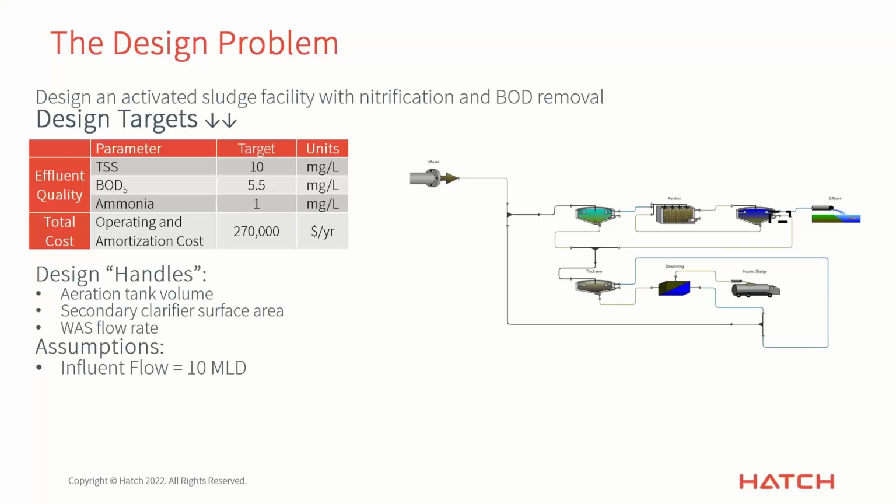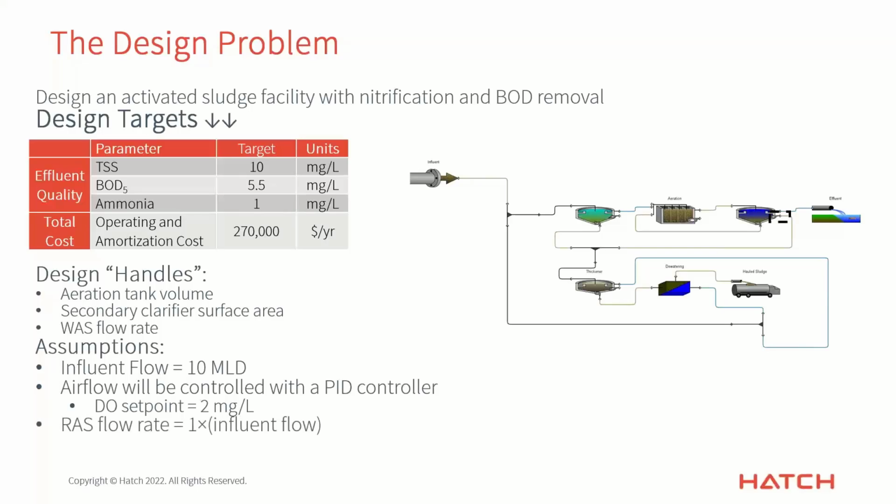And some assumptions. Obviously, I do still need to make some assumptions. So I'm assuming the influent flow is just 10 MLD. Airflow is going to be controlled with a PID controller. So we're always going to have a DO set point and a DO concentration of 2 in the aeration tanks, and the airflow is just going to be calculated for us by GPSX. And the RAS flow rate is just going to be 1 times the influent flow.